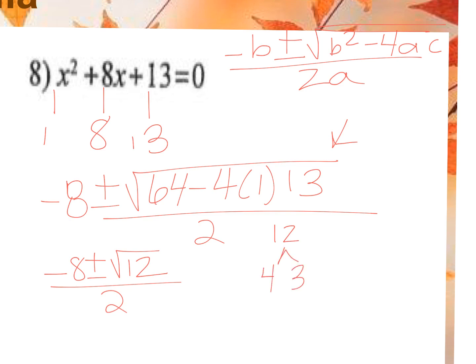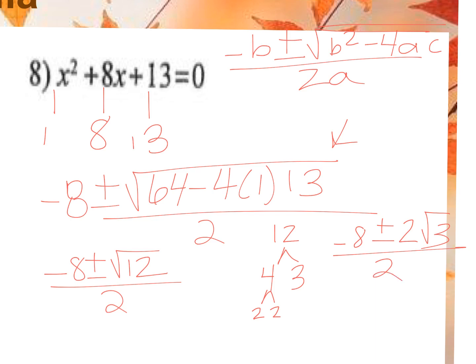Alright, so we're going to see if 12 can break down any further, and I know that I can pull a 4 and a 3, and I know the 4 is a perfect square, so it's going to pull out a pair of 2's on the outside, and a 3 is going to stay on the inside of the house. So what we have left is -8 plus or minus 2 radical 3 all over 2.